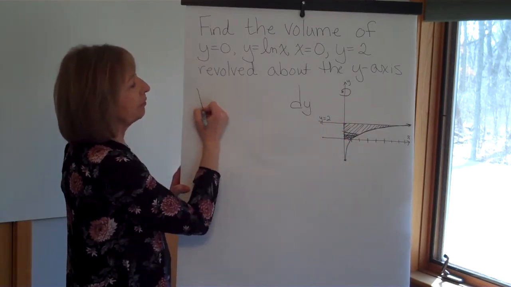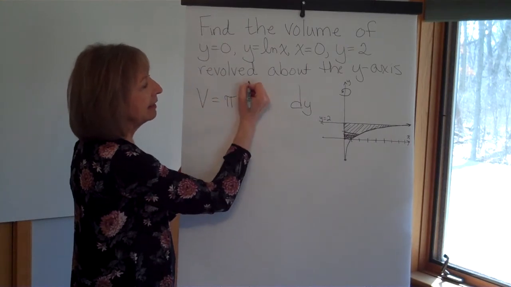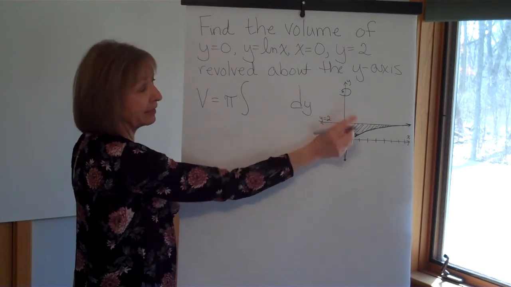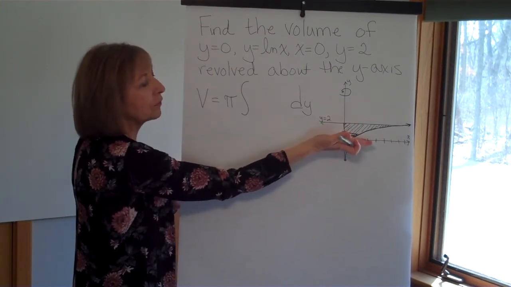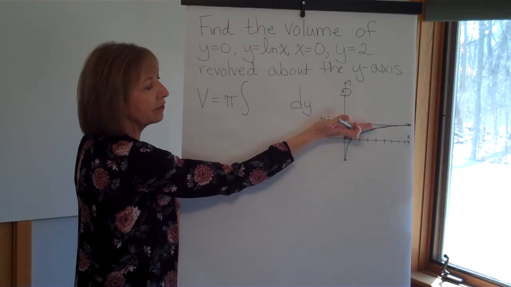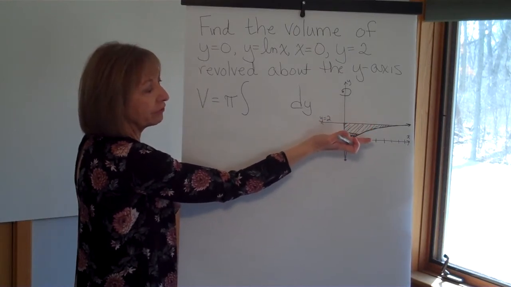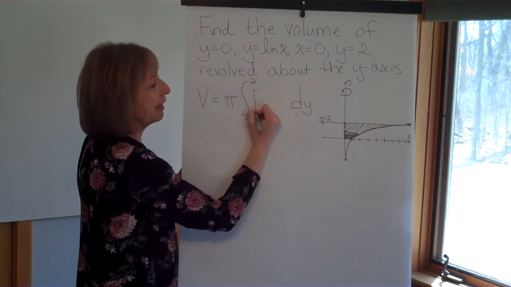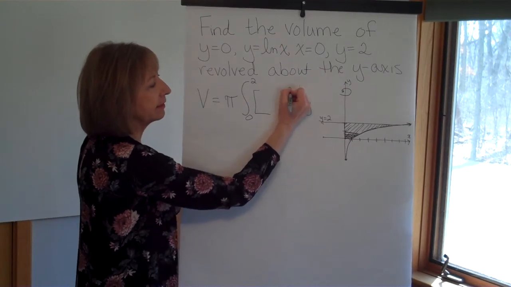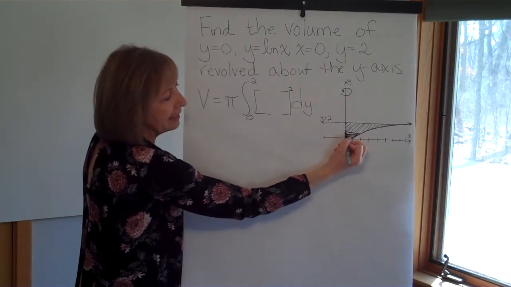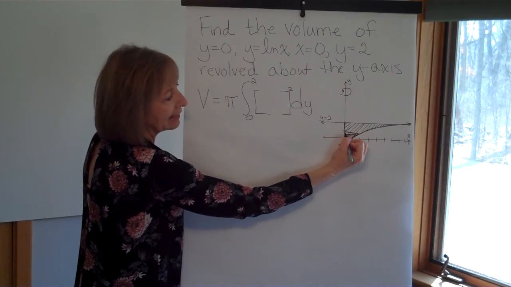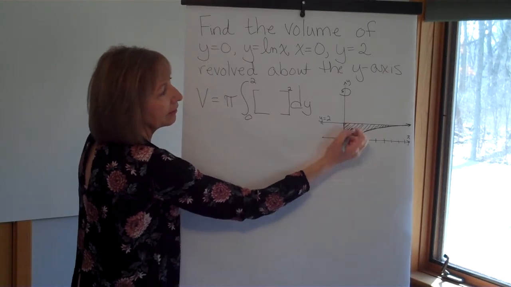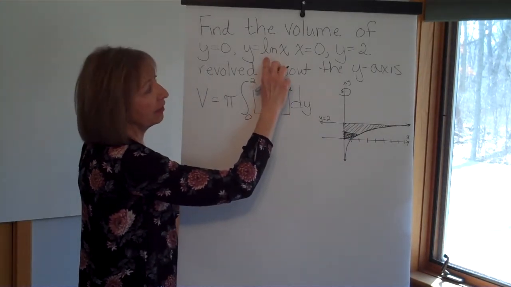And so our volume, remember, is pi times the integral from the start of the region to the end of the region. As I go from bottom to top, since I'm doing the horizontal subrectangles, I want the y value, so it's from 0 to 2. And then square the radius, and then dy. And the radius is reaching from the y-axis out to the curve. That's written to start with as y equals the natural log of x.